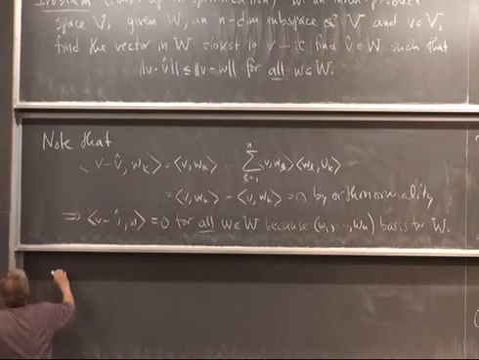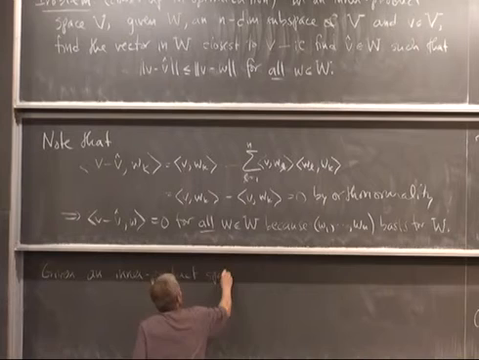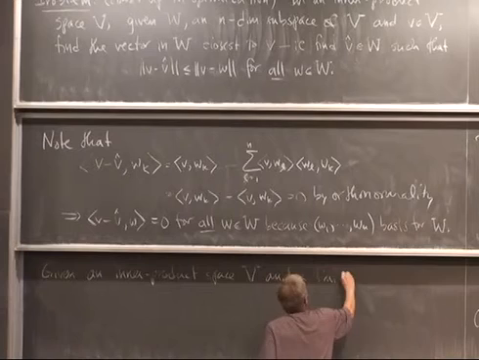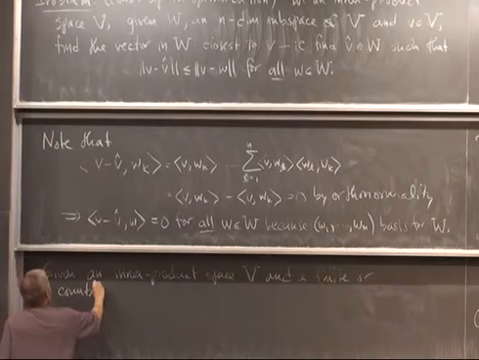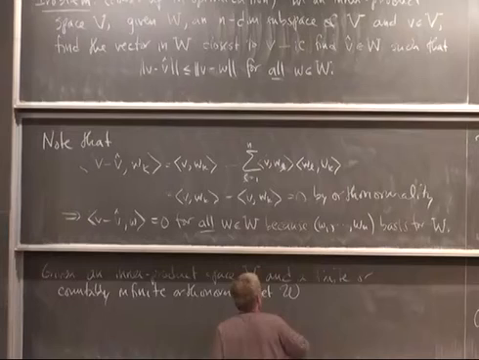Okay, so suppose I have an inner product space V and a finite or countably infinite orthonormal set. And I'm going to give this a name, script W. And I hope that looks a lot like the Wegmans W.